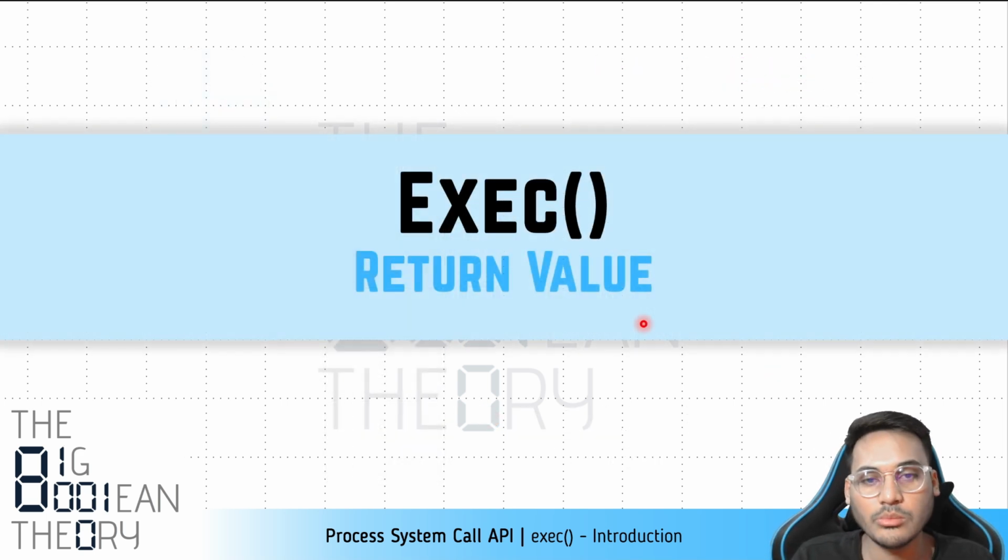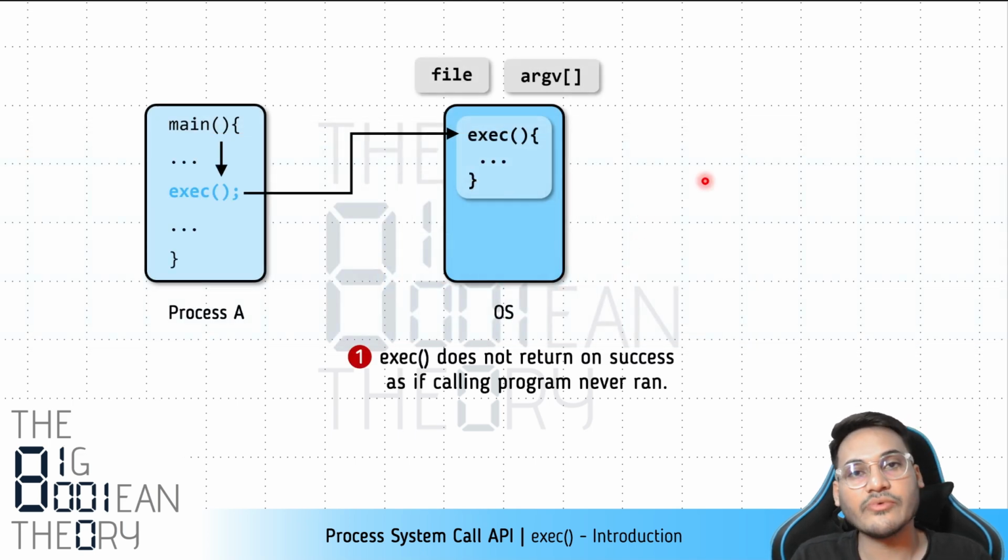So now we will talk about the value that is returned by the exec system call, right? We'll talk about both cases: when the exec call is successful and when it is not. As you can see, let's start with the success case. Exec call does not return whenever it is successful, and it is as if the calling program never ran. So what does this mean?